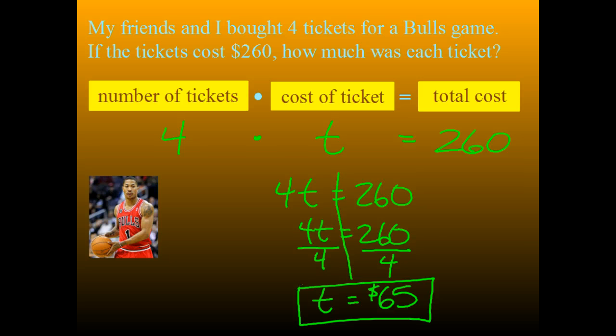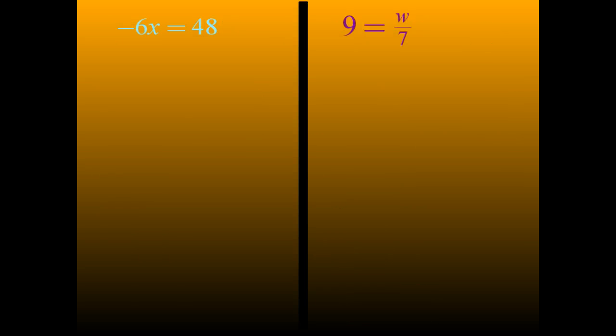So let's take a look and practice solving here. I'm going to walk you through the first 2. I'll give you a couple for you to do on your own, and then that'll be it. Okay, so here we have x being multiplied by -6. That's equal to 48. So what's happening to x here? I'm multiplying it, so let's rewrite the equation.